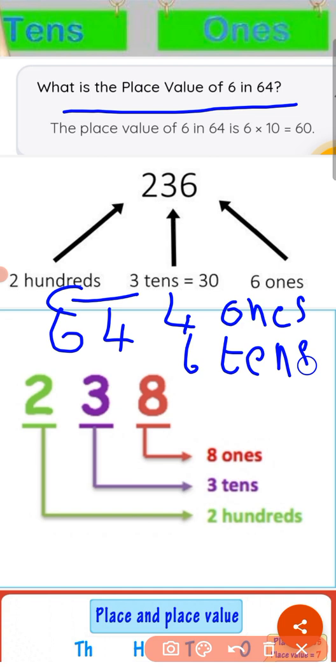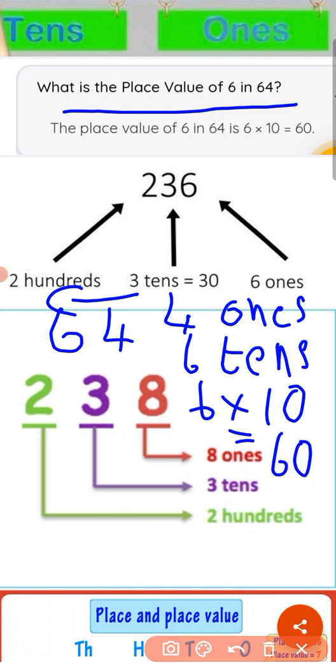Okay, as I told you, our place, that is tens, so you should multiply by 10. So 6 into 10 is equal to 60. Okay, so what is the place value of 6? 60. What is the place value of 4? 4 into 1, 4. Clear?